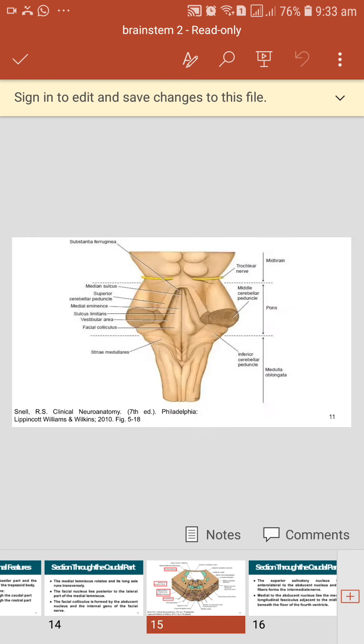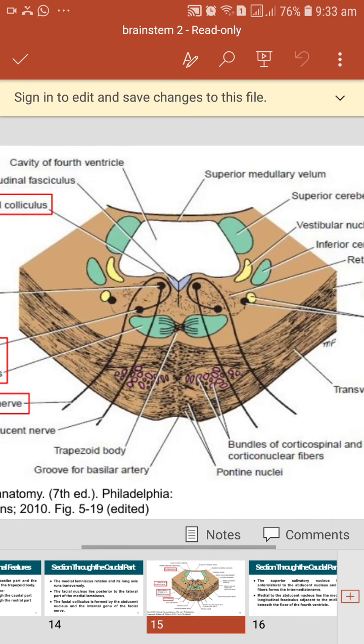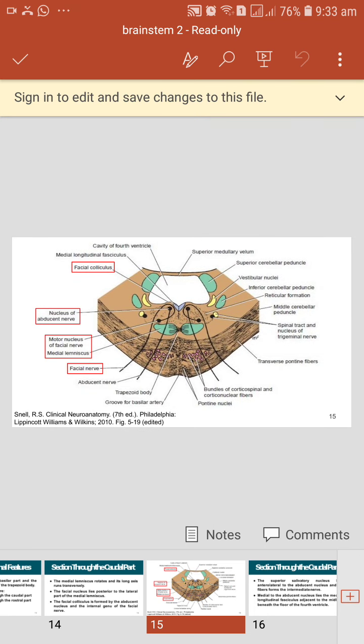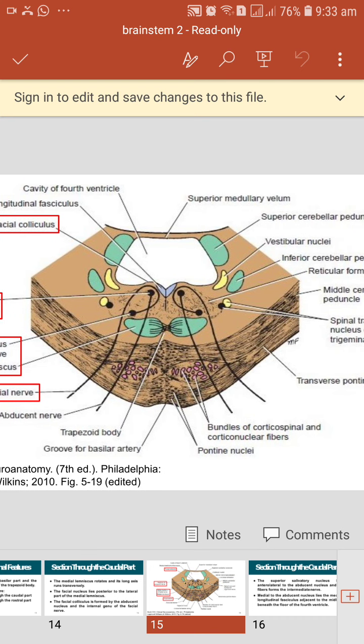Now we will study the sections of the pons under two headings. Firstly, we will discuss the caudal section of the pons. In the caudal section, firstly you can see the cavity of the fourth ventricle. Then we can divide it into the grey matter and the white matter. The grey matter includes, as you know, the nuclei of the 5th, 6th, 7th and 8th nerves.